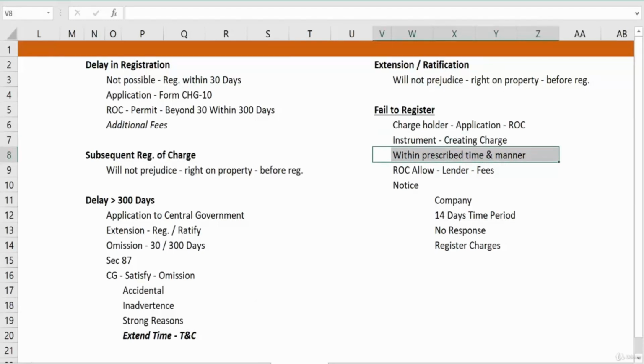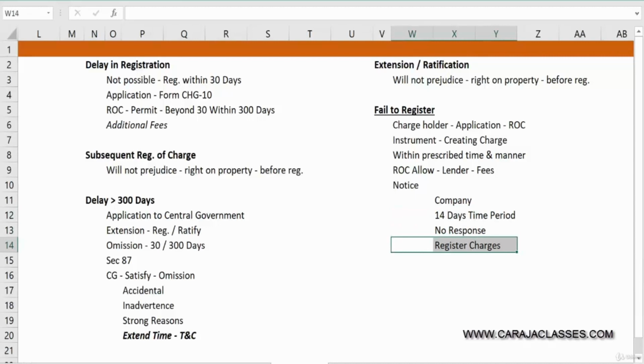So the Registrar of Companies will allow registration when it is moved by the lender as well, but for that some fees have to be paid, and the Registrar of Companies will also issue a notice, giving an opportunity of being heard to the company: why are you not filing, why is the lender coming and filing? So a 14 days time period will be given. Within that, if they do not respond, then the ROC will register the charge on the basis of the application filed by the lender itself.